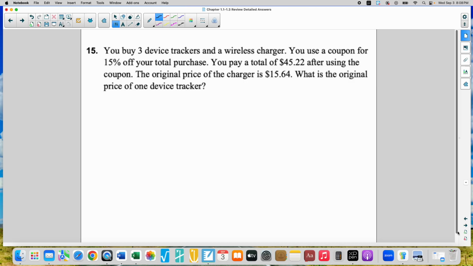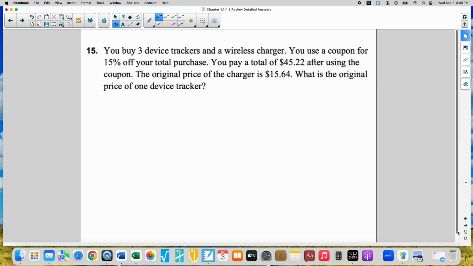You buy 3 device trackers and a wireless charger. You use a coupon for 15% off your total purchase. You pay a total of $45.22 after using the coupon. The original price of the charger is $15.64. What is the original price of one device tracker?